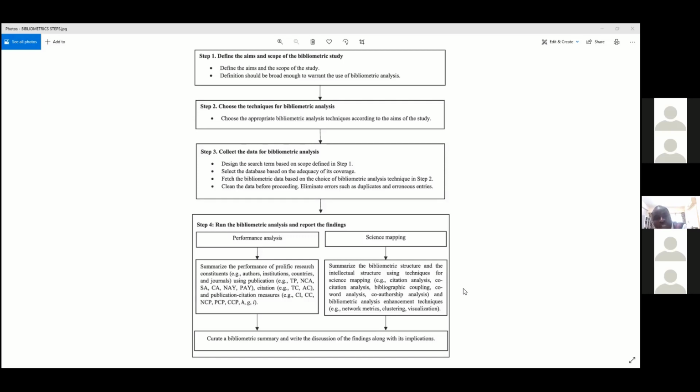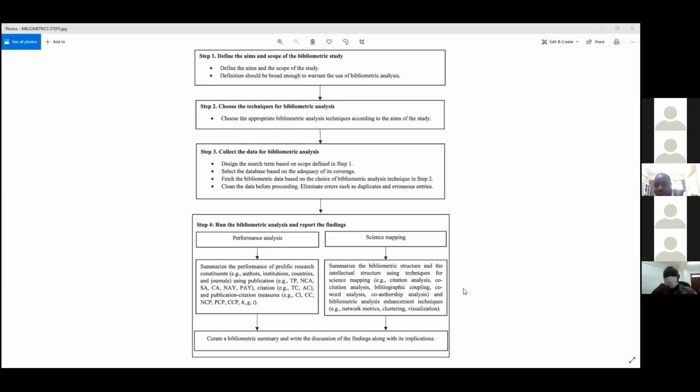Then you transition to the second step, where you select the techniques. There are a plethora of techniques that are available when it comes to bibliometric analysis. And you must know the one which is most suited for your intended study. So you have to choose the most appropriate technique. If you are interested in visualizing, then there are several techniques that help you to visualize, such as a hierarchical cluster analysis, or something that relates to a dendrogram.